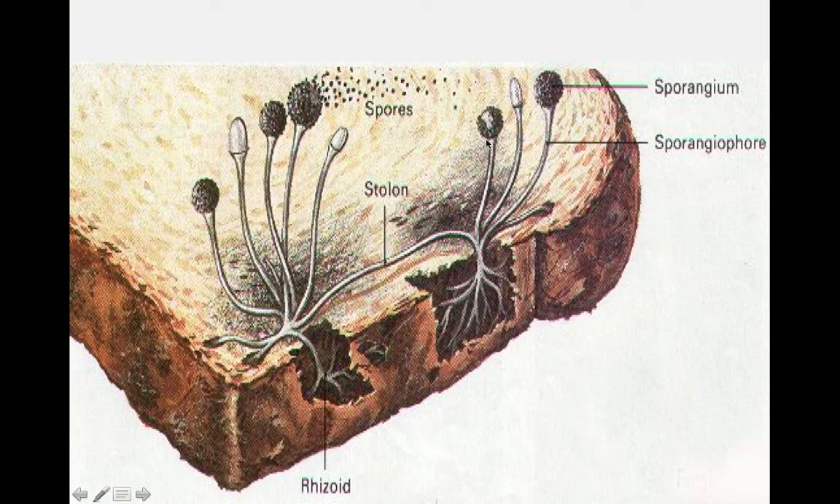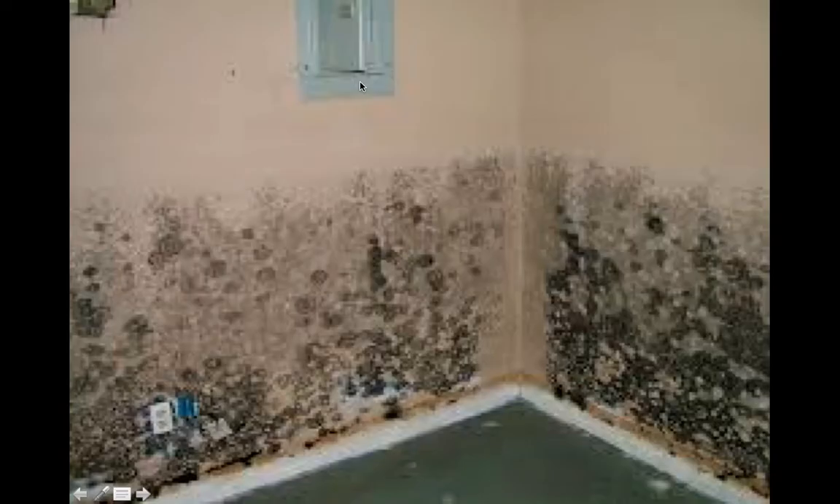You may have seen mold growing on your bread. This is exaggerated, the size, but here's the mycelium down in the bread. And then when it starts running out of nutrients, it wants to spread out, so it'll pull the sporangium up and release spores to try to spread out.